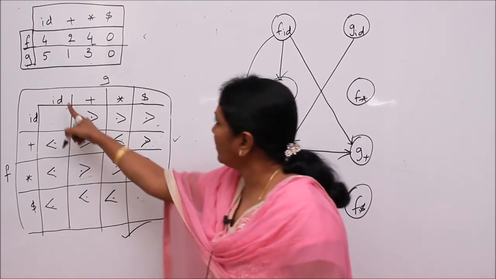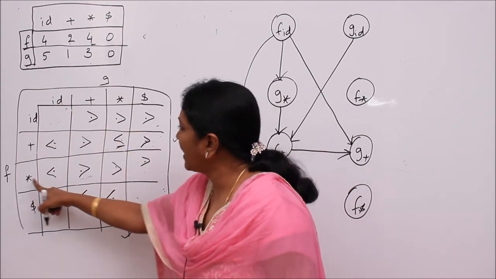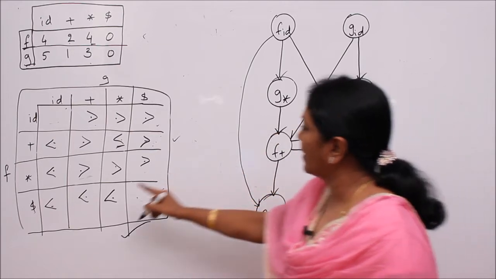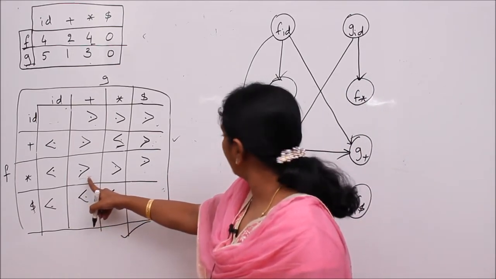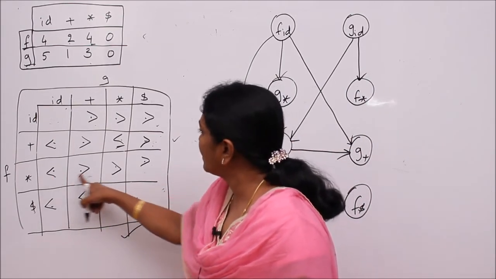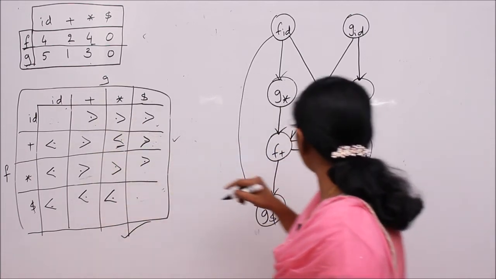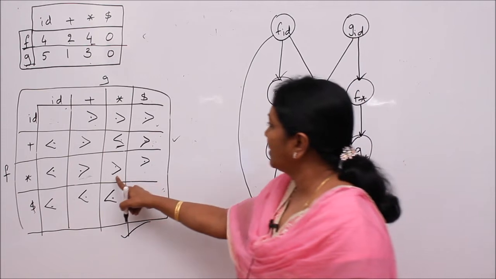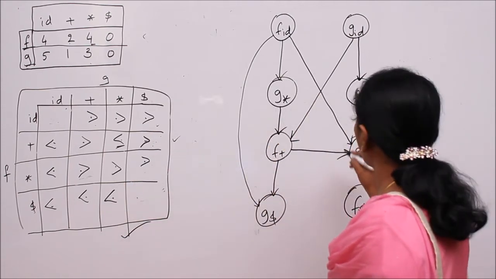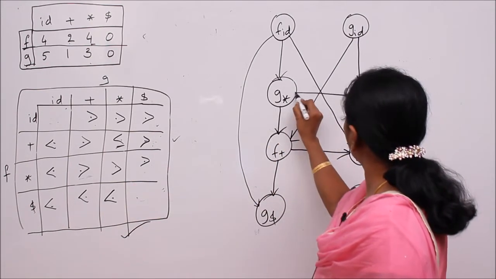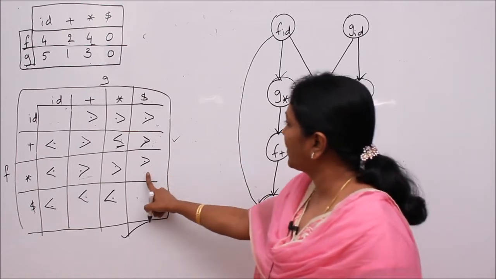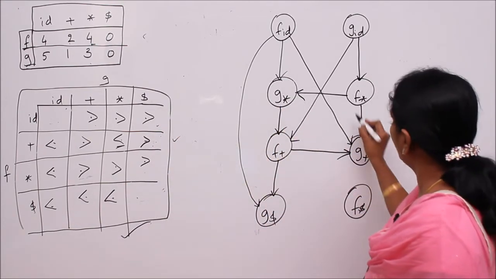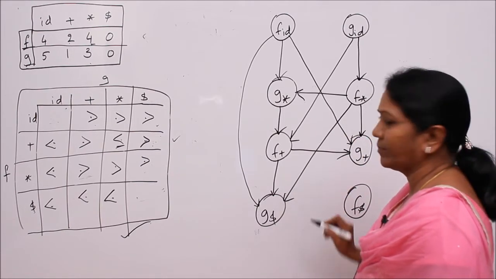Coming to the third row, this is GID to F star. Then what about this? This is F star to G plus. This is F star to G star. And coming to this, F star to G dollar.